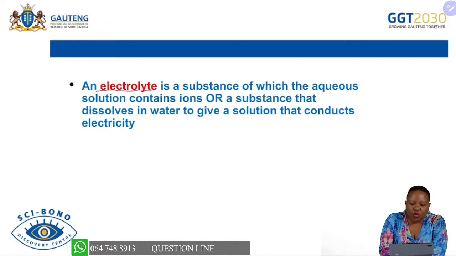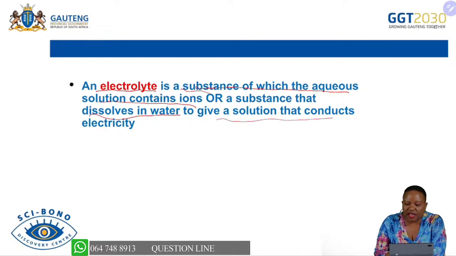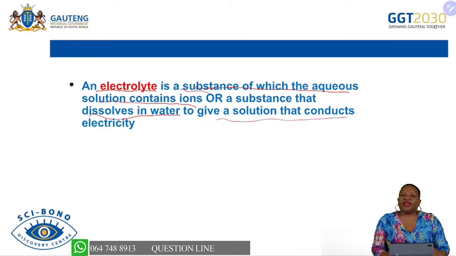Then the next thing that we're going to look at is the electrolyte. The electrolyte is a substance whose aqueous solution contains ions and also conducts electricity. So it's a substance that dissolves in water to give a solution that conducts electricity. So there are some substances that cannot qualify to become electrolytes, e.g. a sugar solution. Sugar solution doesn't contain ions that can conduct electricity, therefore it cannot qualify to be an electrolyte. So for any substance to qualify to be an electrolyte, it needs to have ions which are positive and ions which are negative that can dissolve in water to conduct electricity.